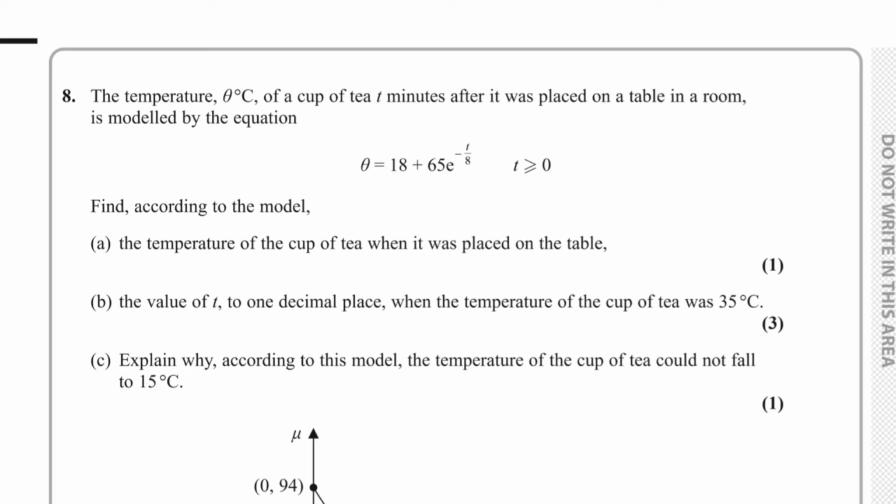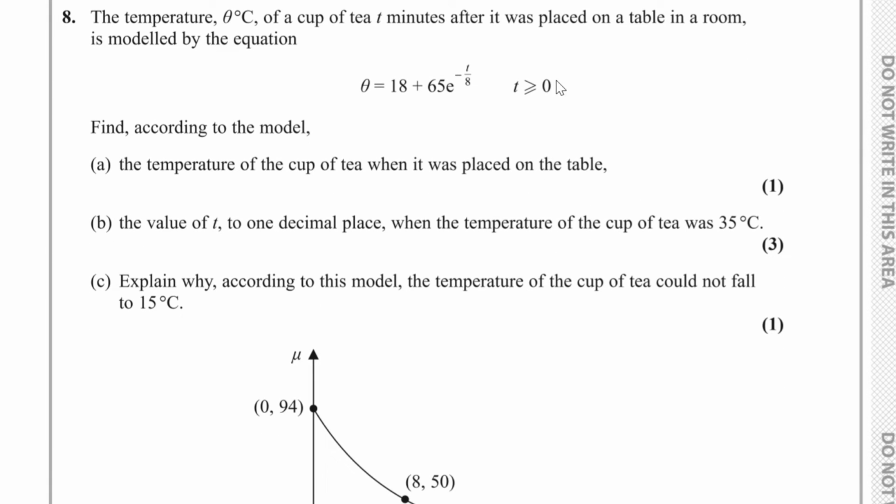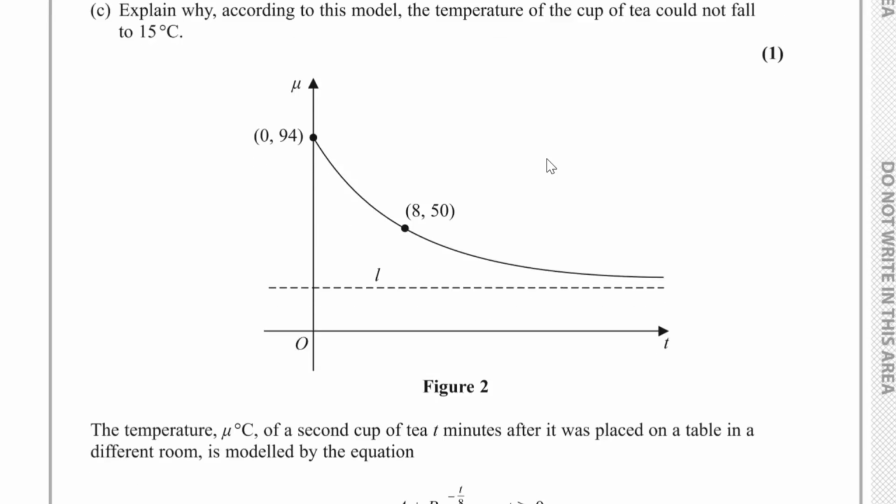Question number 8. The temperature theta degrees C of a cup of tea t minutes after it was placed on a table in a room is modelled by the equation theta equals 18 plus 65 e to the minus t over 8, where t is greater than or equal to 0. We have to find, according to the model, the temperature of the cup of tea when it was placed on the table. And it's placed on the table when t is equal to 0.